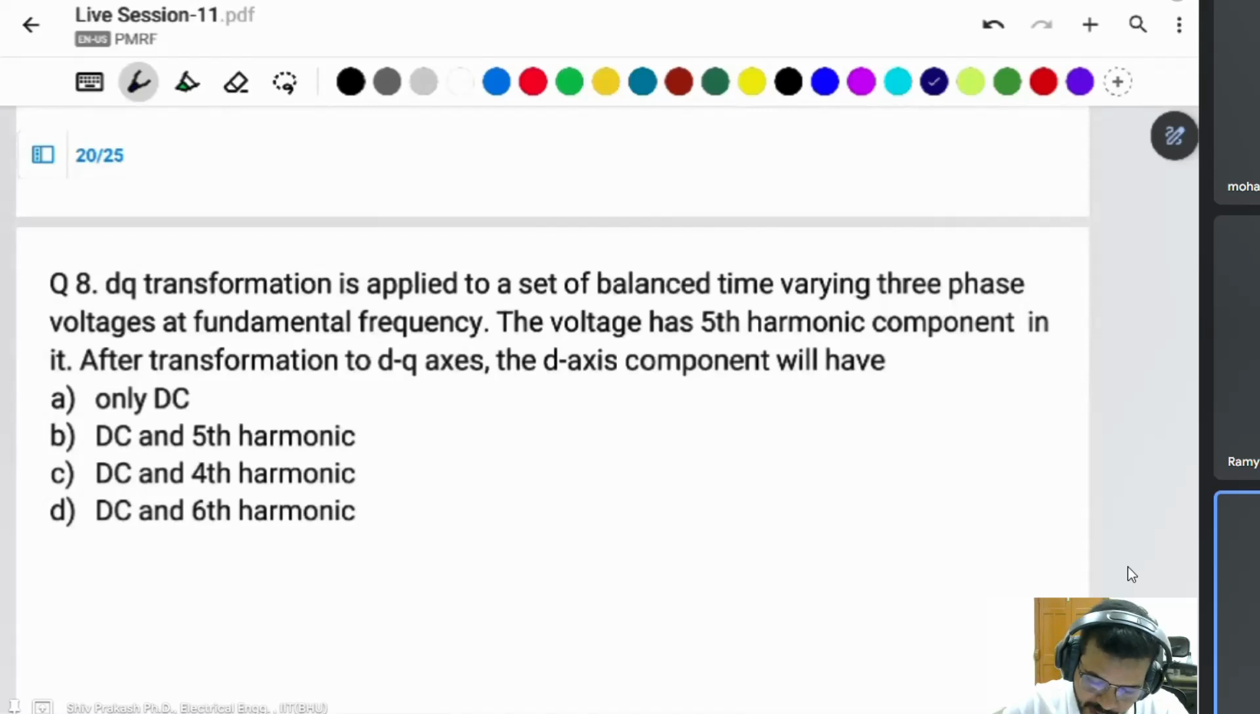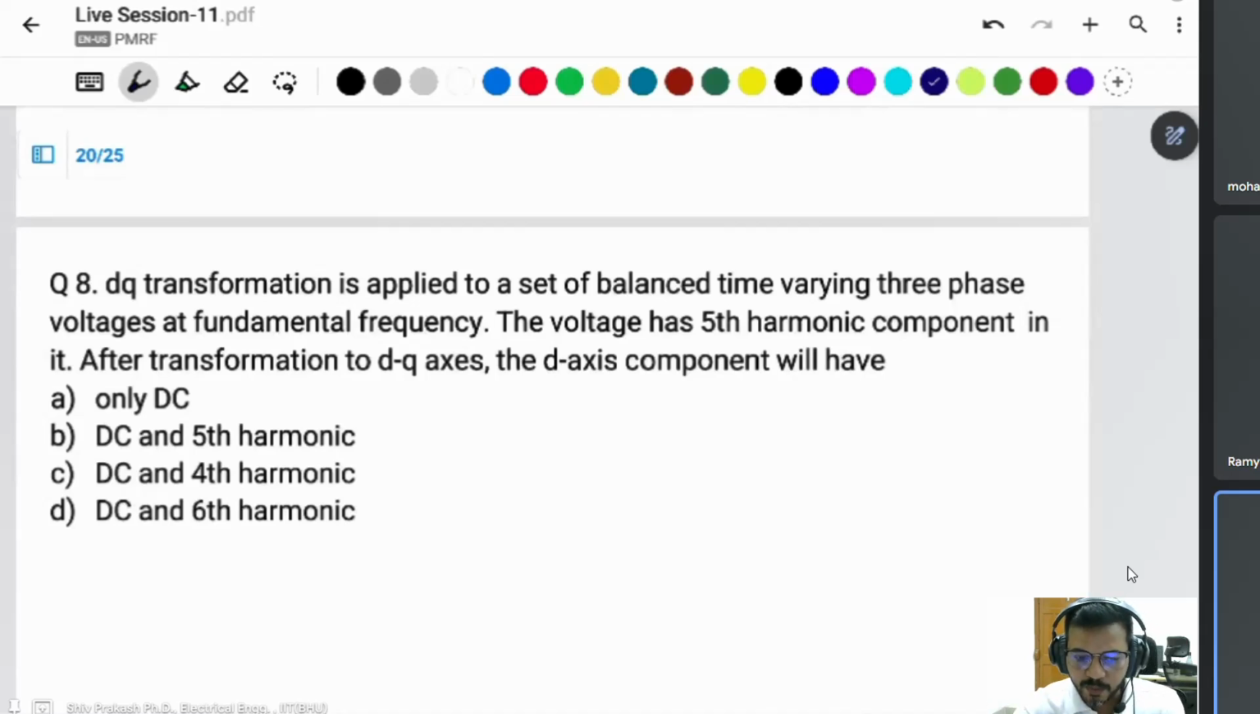A DQ transformation is applied to a set of balanced time varying three phase voltages at the fundamental frequency. The voltage has a fifth harmonic component in it. Then after transformation to the DQ axis, the D axis component will be only DC, or DC plus fifth harmonic, or DC plus fourth harmonic, or DC plus sixth harmonic. You know about DQ transformation? A three-phase system you transfer to the DQ system, and there is a constant voltage which is known as DC voltage. The same thing is asked here.